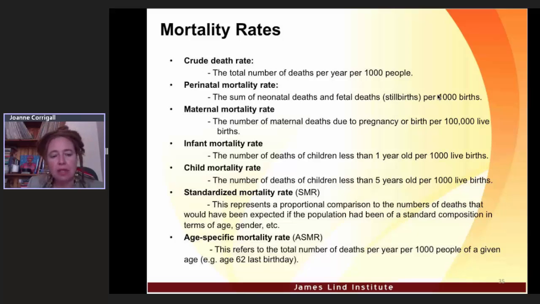And then, looking at the whole population, we have standardized mortality rates. So what is that? This represents a proportional comparison to the number of deaths that would have been expected if the population had been of a standard composition in terms of age, gender, etc. Let's go into that a little bit because it can be a little confusing.